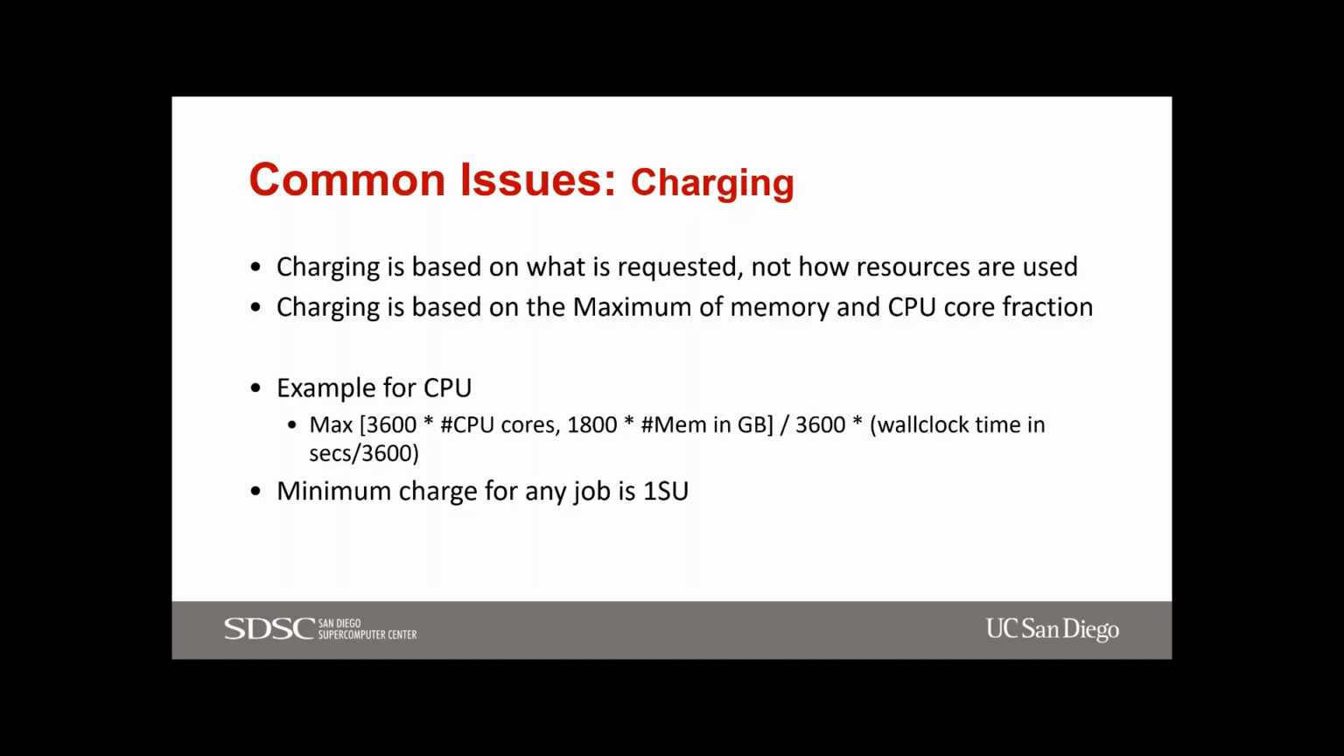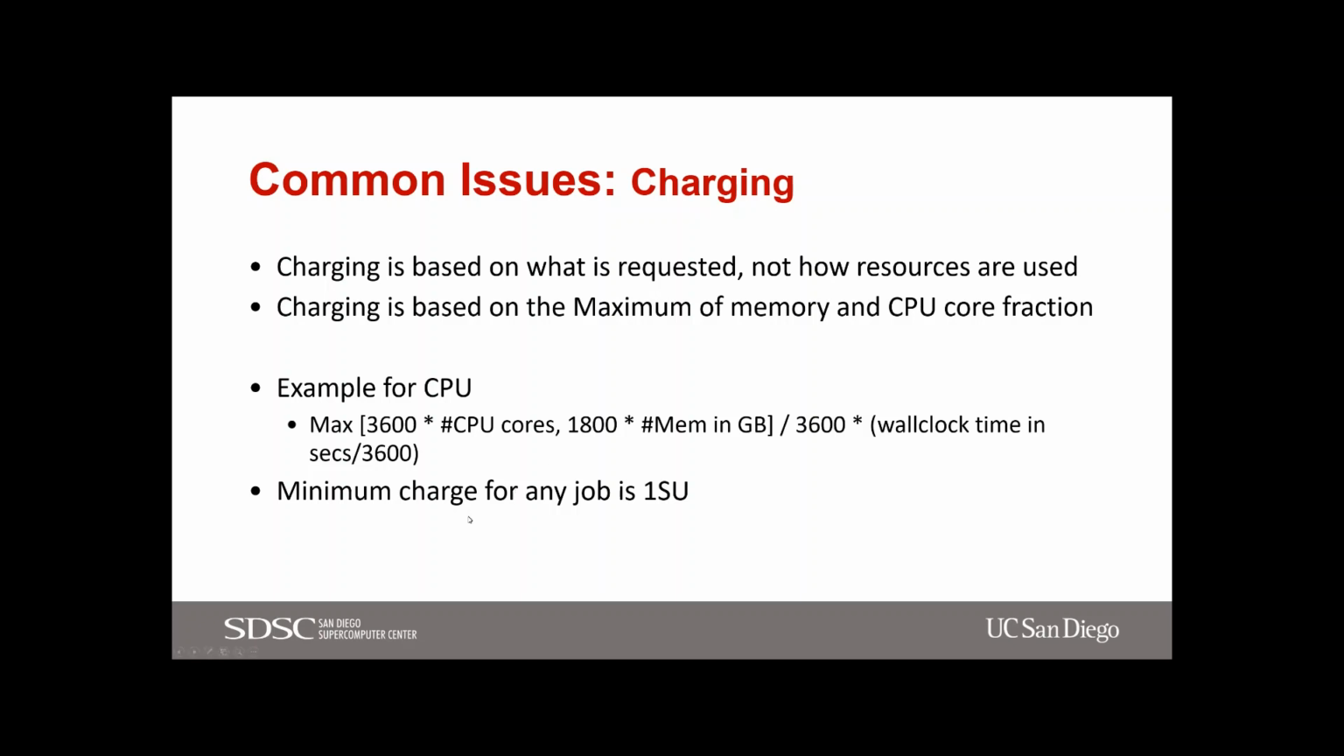The other thing to take into consideration, we allocate the resources based on the individual resources. So each node, we consider both the CPU time and the memory that's available on there. So if you need just one core, but you need more memory, you're going to be charged for either the max of the memory or the CPU core fraction.